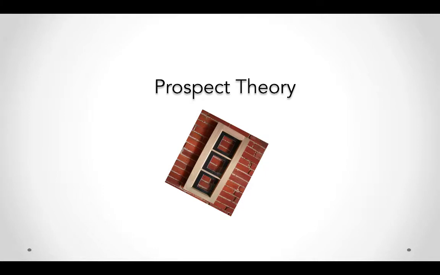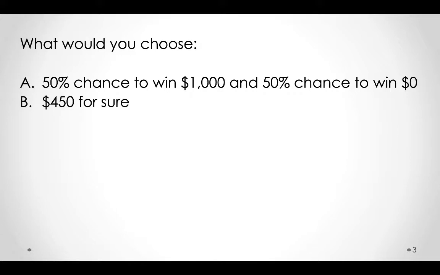So let's take a look at this Nobel Prize winning theory. I'm going to ask you, what would you choose in this gamble that you see? Gamble A: 50% chance to win $1,000 and 50% chance to win zero. Or B: $450 for sure. How would you go about choosing?